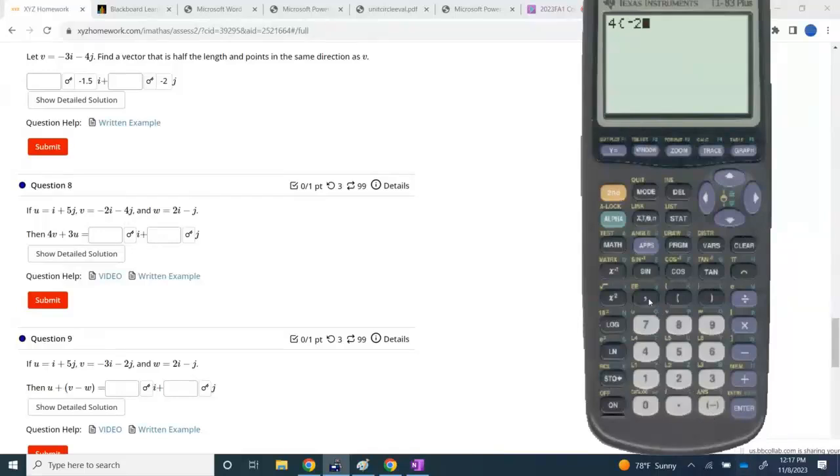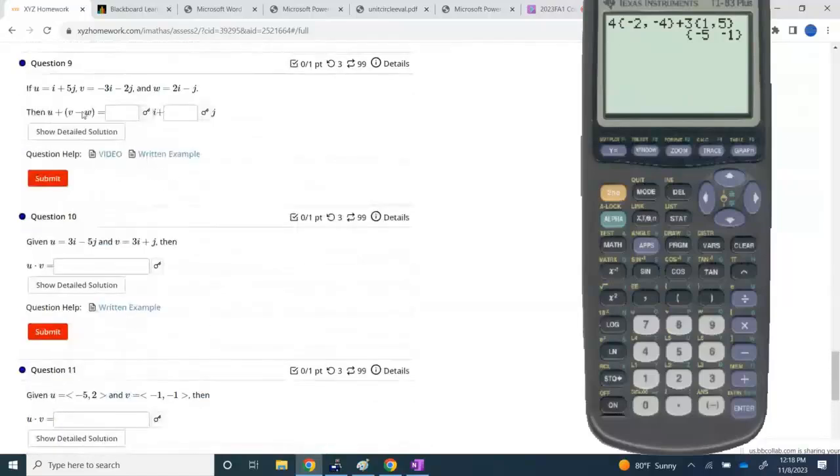So I'm going to put in the coefficients of -2, -4. I'm going to close off the vector by using the curly bracket. Plus 3 times vector u. So I have 3, which is my scalar. Vector u is 1, 5. Close off my vector. And we have 5i plus a -1j. So the calculator makes this a little bit easy.